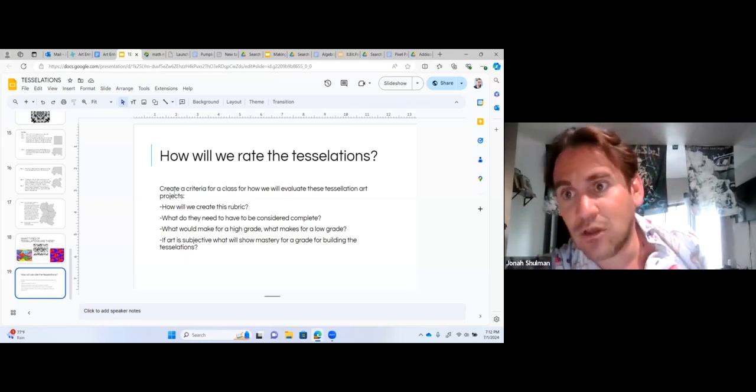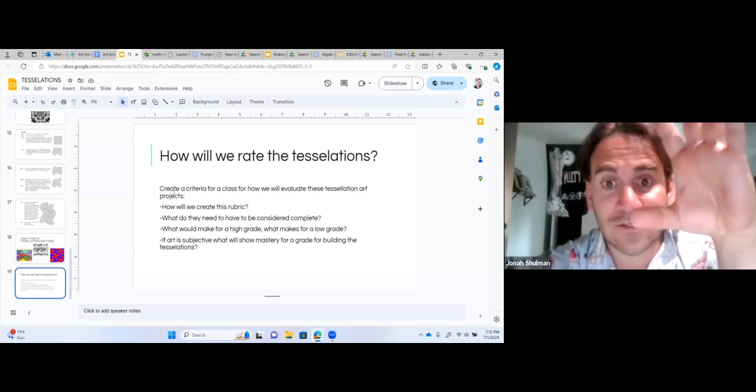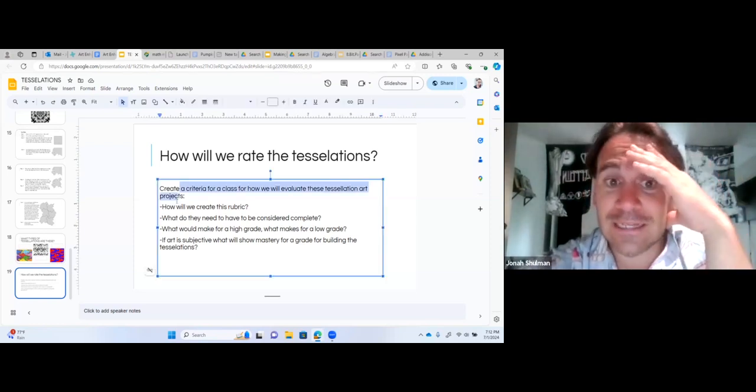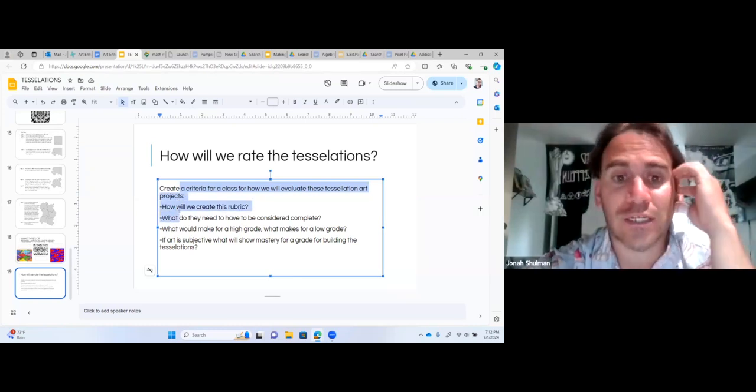So it was like grade 8. You've got the geometry standard, but you also have sharing and rating each other. So as a class, we created a rubric for the projects.